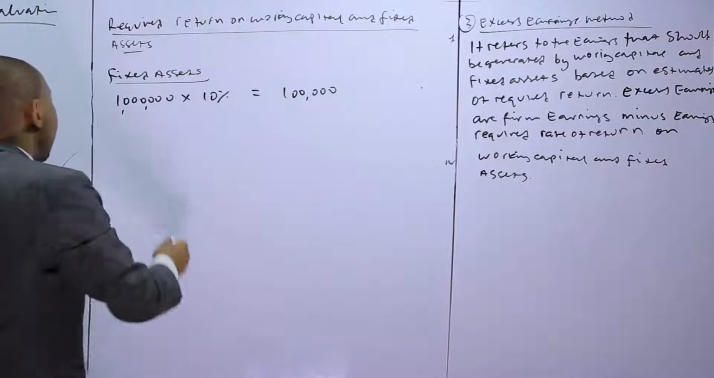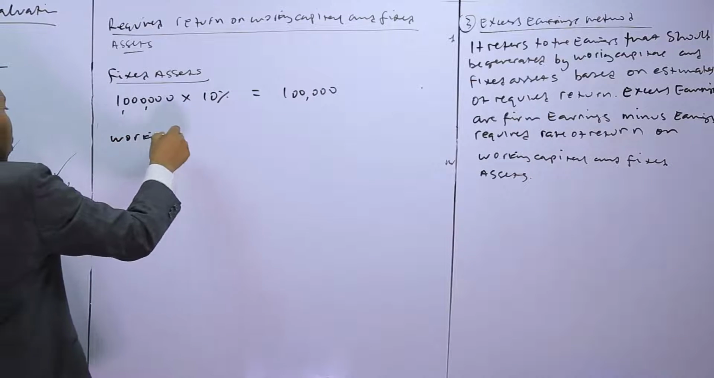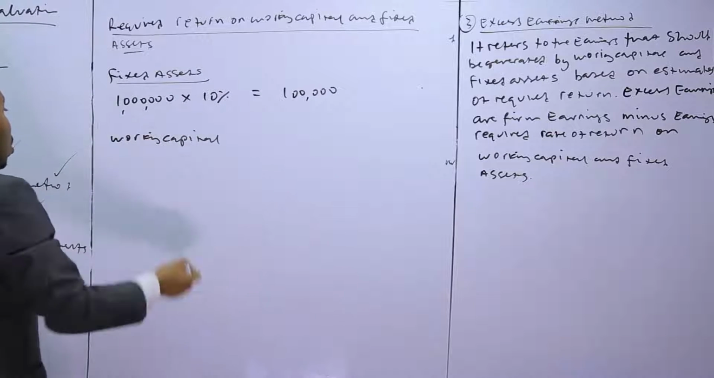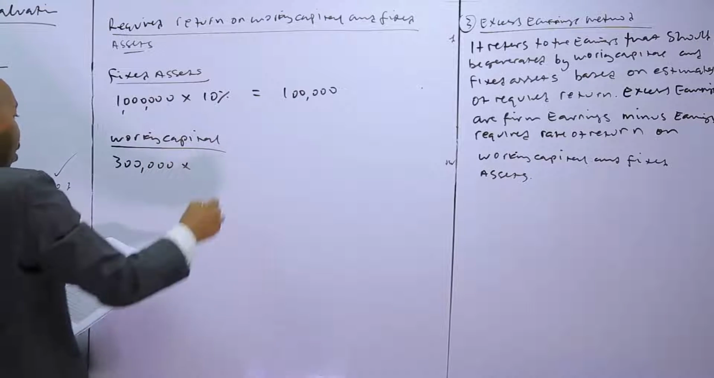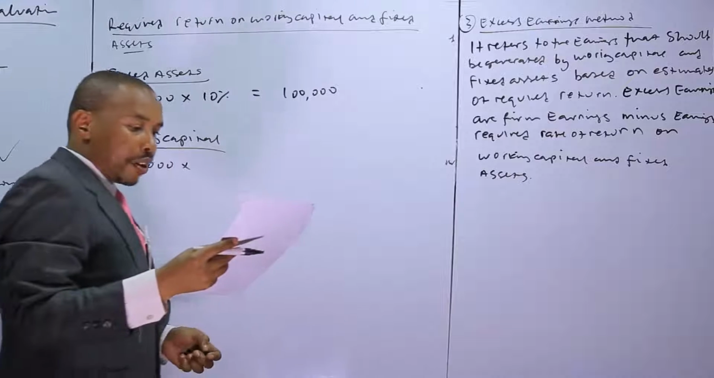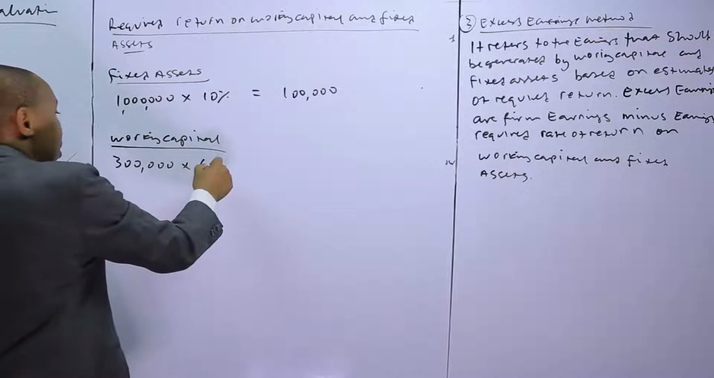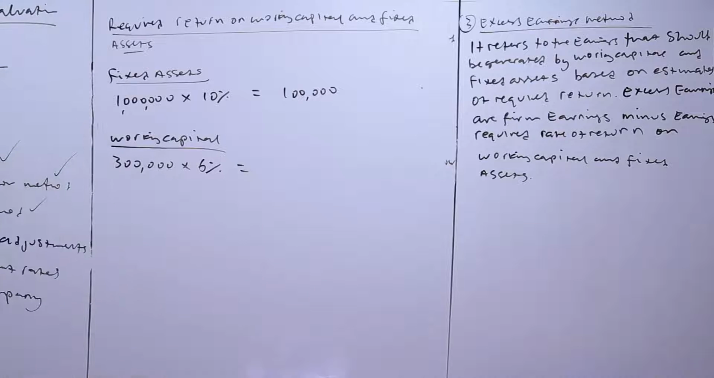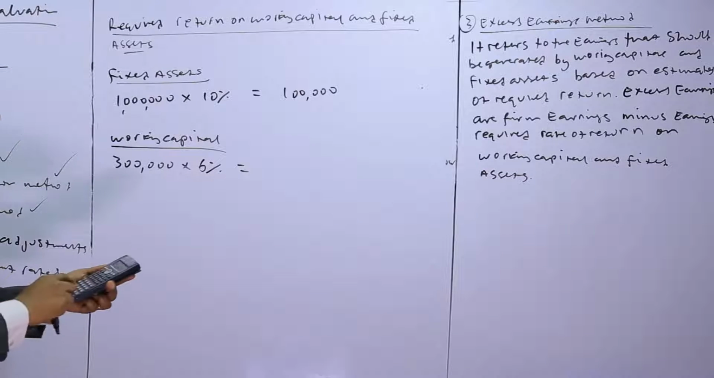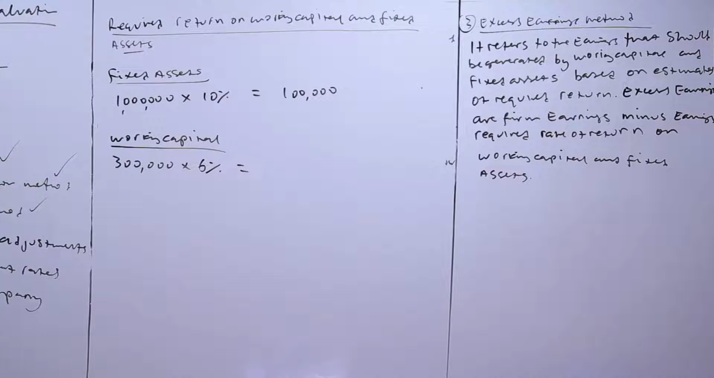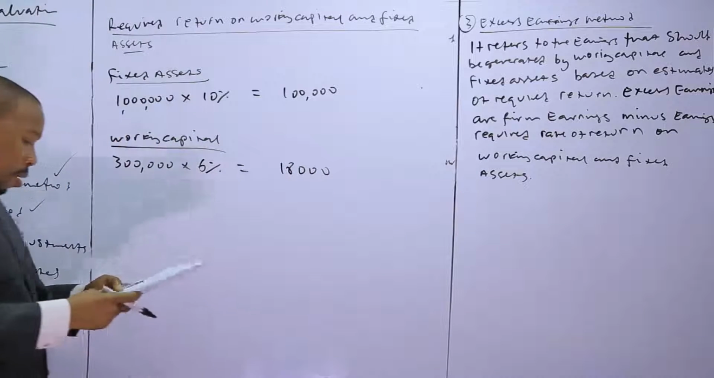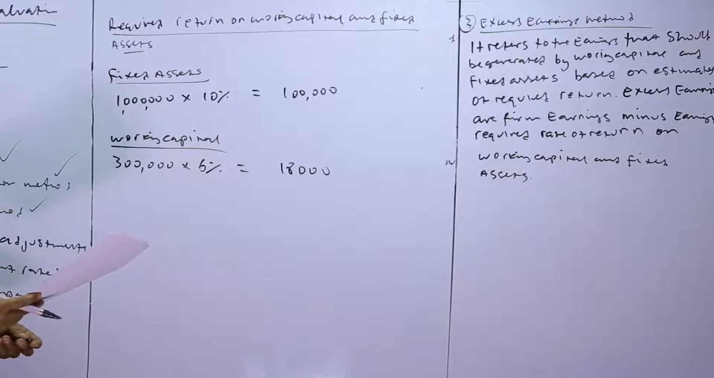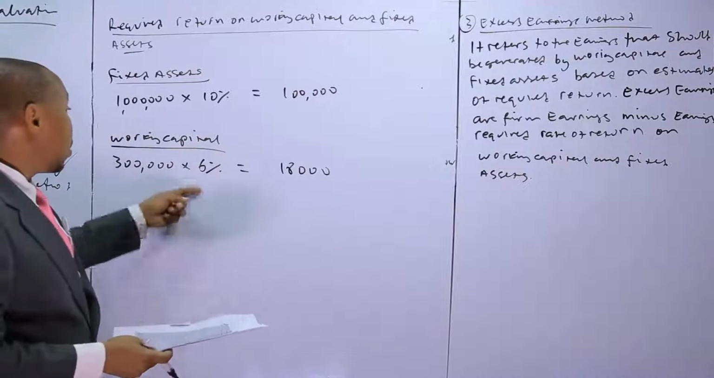there. Then we can compute on working capital. Working capital. We have working capital as 300,000. Then we multiply by the required return on working capital, which you're saying is 6%. So how much do we get there? So you can see 0.06 multiplied by 300,000. Looks like 18,000. Yes, we have 18,000 there. Once we have computed that, those are the required returns of working capital and fixed assets.